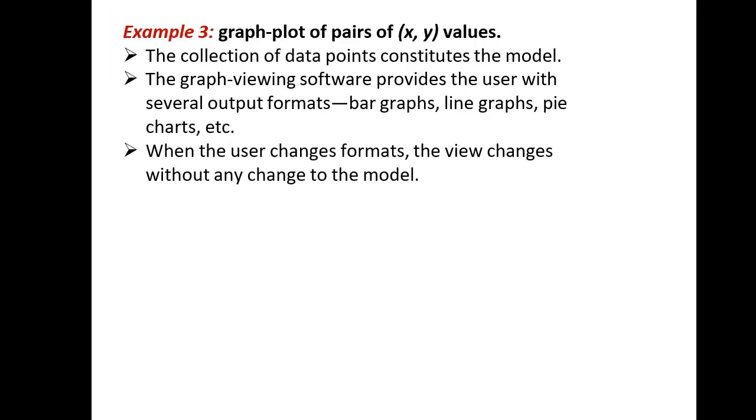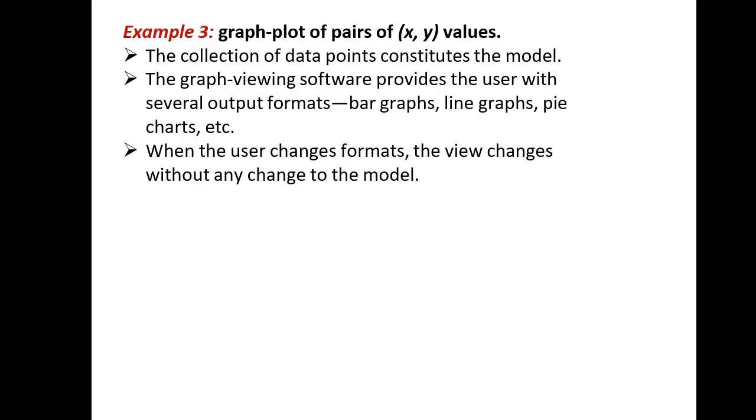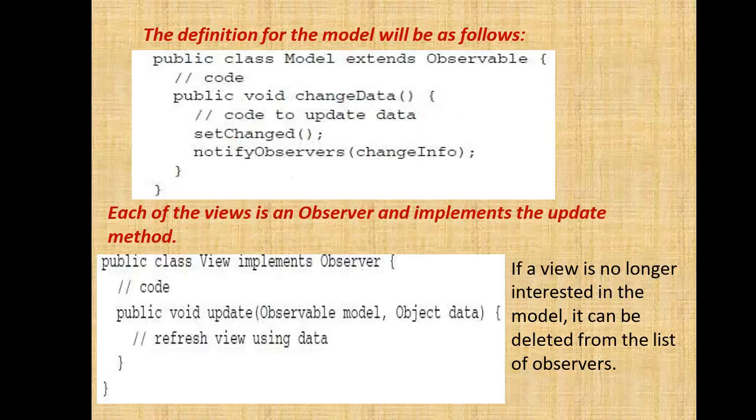The third example is a graph plot of pairs of x, y values. The collection of data points constitutes the model. The graph viewing software provides the user with several output formats: bar graphs, line graphs, pie charts, etc. When the user changes the format, the view changes without any changes to the model.